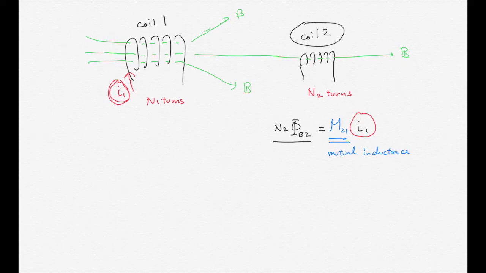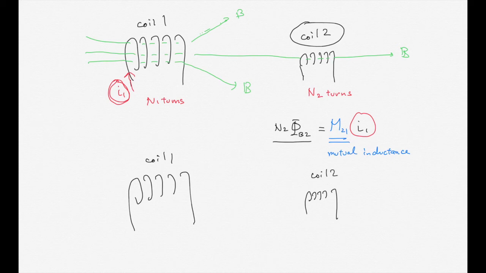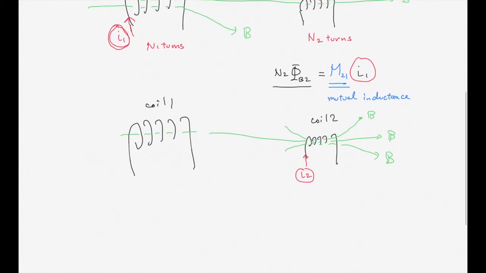Okay, the opposite case is also possible. This is coil 1, this is coil 2. Sometimes the current I sub 2 is flowing in coil 2. Then this current generates the magnetic field. Magnetic field.